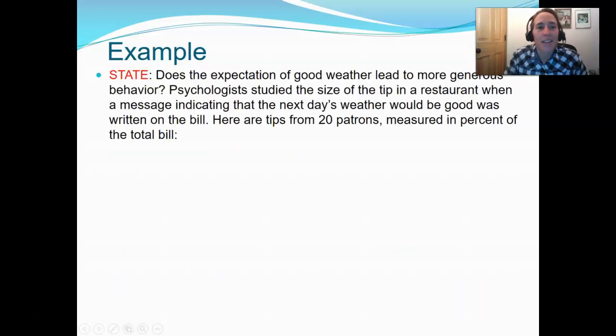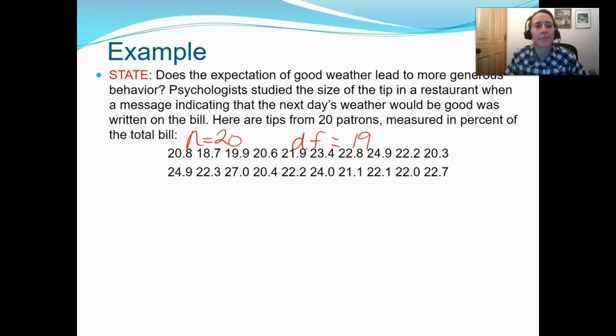Okay, moving on. Here's our example. So, does the expectation of good weather lead to more generous behavior? This is like the example in your book. Psychologists studied the size of the tip in a restaurant when a message indicating that the next day's weather would be good was written on the bill. Here are tips from patrons, 20 of them, measured in percent of the total bill. That means that n equals 20. So, just right off the bat, what's the degrees of freedom? You guessed it, it's 19.